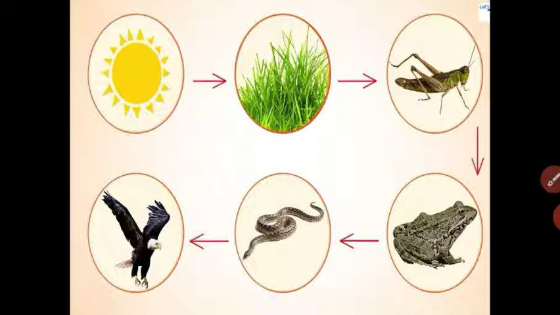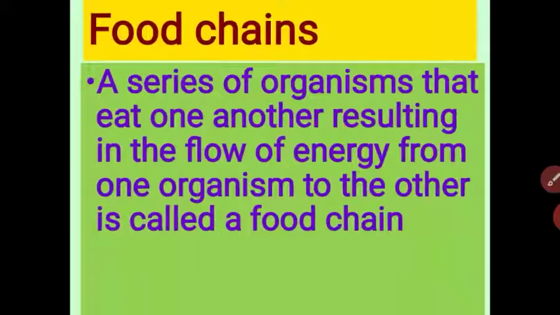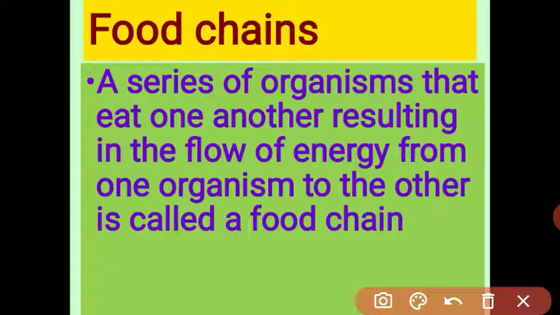Let us see the definition of food chain. A food chain is a series of organisms that eat one another, resulting in the flow of energy from one organism to another. This is called the food chain. Understood, students? In this chain all organisms eat each other: one organism eats another and the energy flows from one organism to the other. Many such food chains exist in our ecosystem.